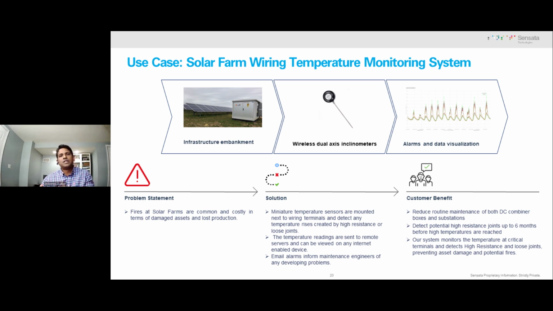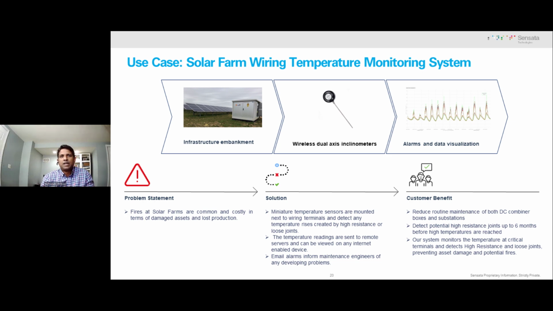And once the system was installed, so far, 2 high resistant joints were identified, which could have led to fires in the substation, which saved them up to $250,000. And due to the use of Sensata's remote monitoring solution, the customer reduced the maintenance of both DC combiner boxes and substations.